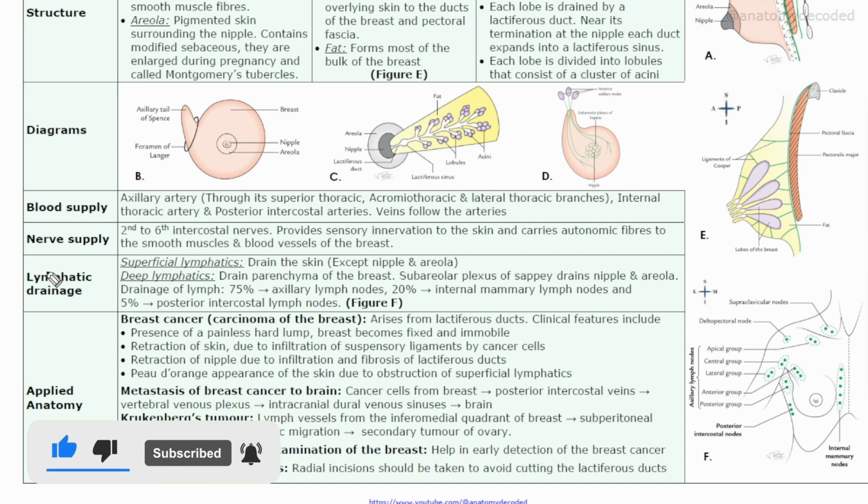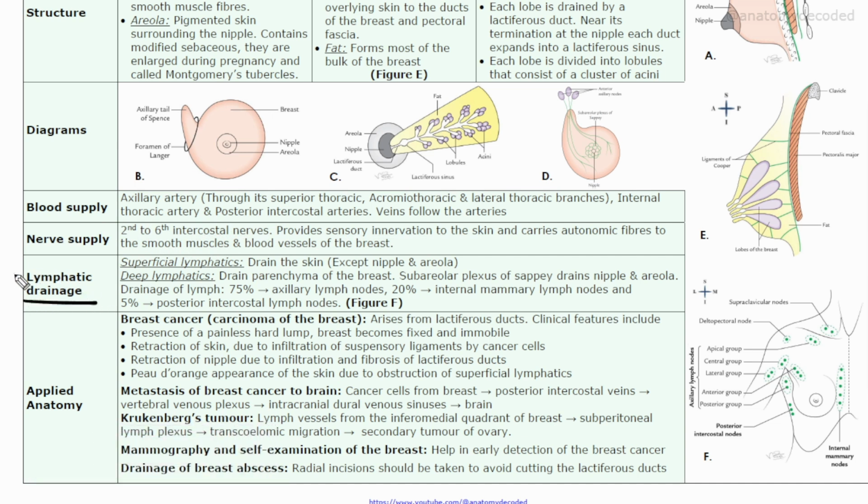The next heading is lymphatic drainage. Mark this topic as very, very, very important, because if we have to ask a separate short note from this topic, then this is the topic which is taken: lymphatic drainage of mammary gland. Because the breast cancer that we'll be learning now, the spread of breast cancer, occurs through the lymphatics. So wherever the lymphatic drainage goes, there the cancer cells may go.